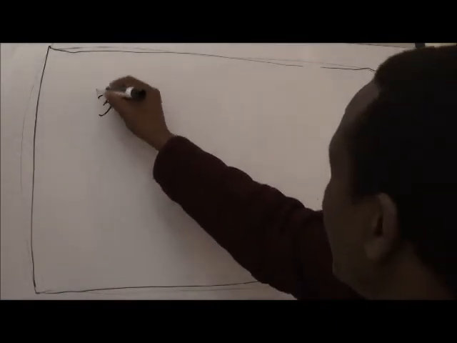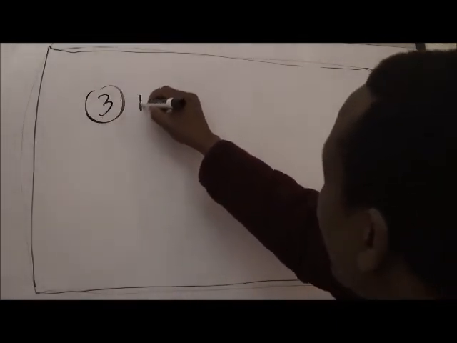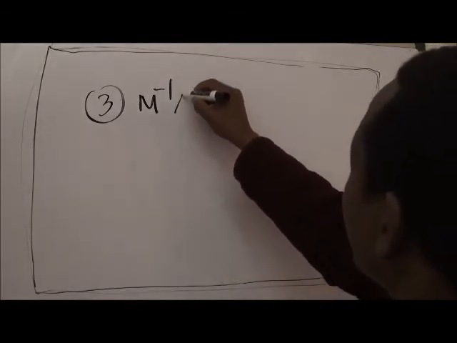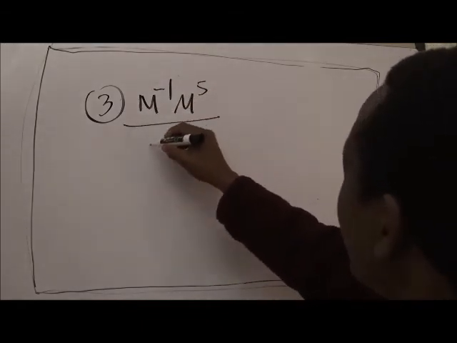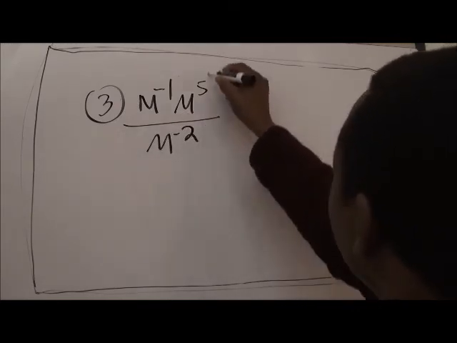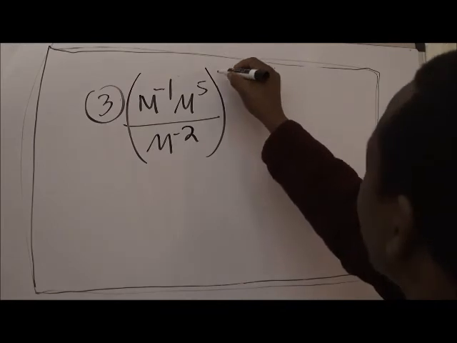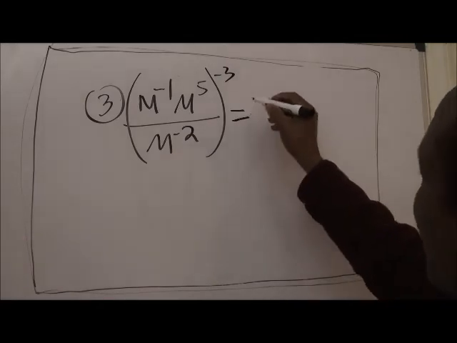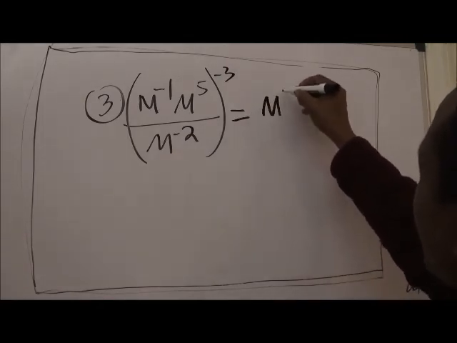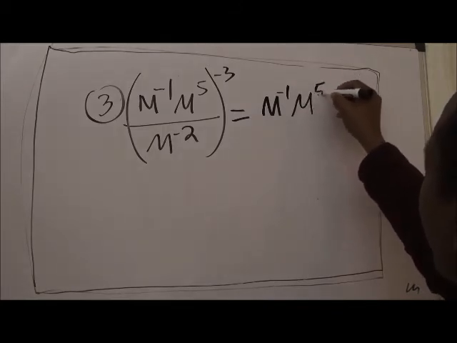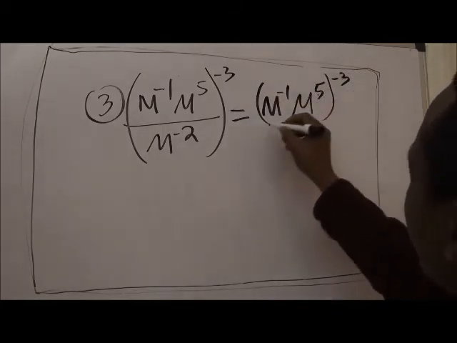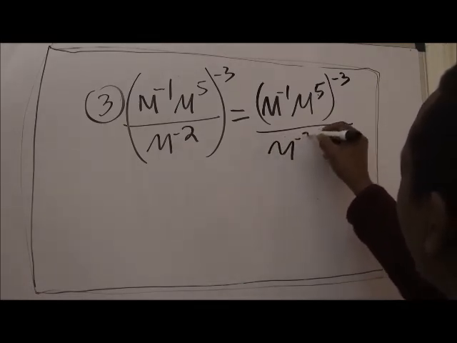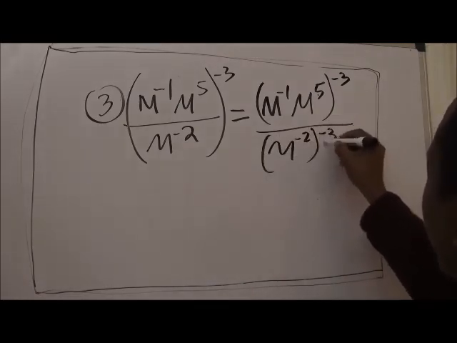And my last question is question number 3. You got m to the power 1, m to the power 5, all over m to the power negative 2, everything to the power negative 3. Let's break this down a little bit more. You can write it as m to the power 1, m to the power 5, in parentheses, to the power negative 3, over m to the power negative 2 to the power negative 3.